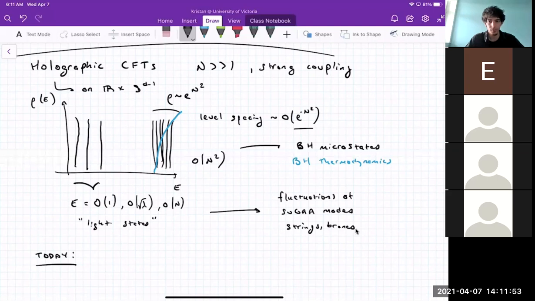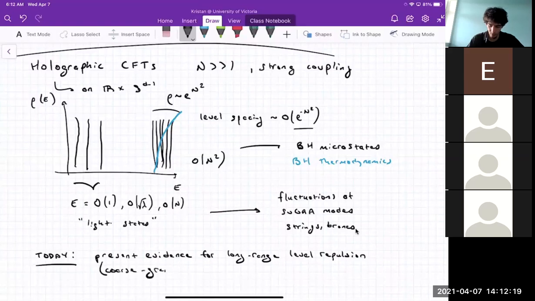So I'm going to present evidence for long range level repulsion, suitably coarse-grained, like the black hole density of states, that is that of the spectrum of black hole microstates in theories with a holographic dual, that's encoded by Euclidean wormholes. So encoded by another computation in Euclidean gravity.